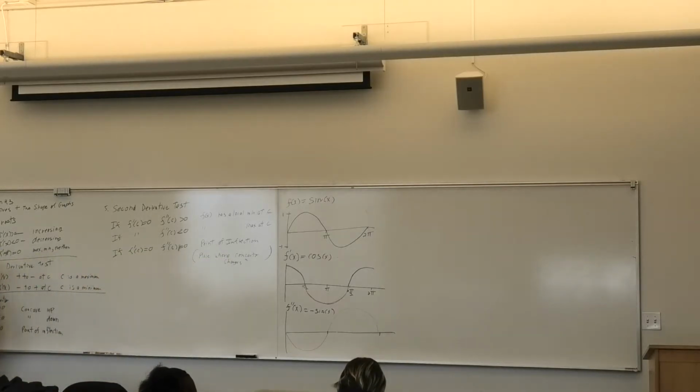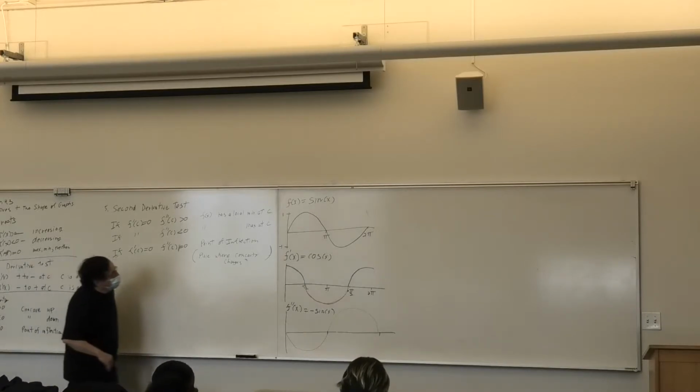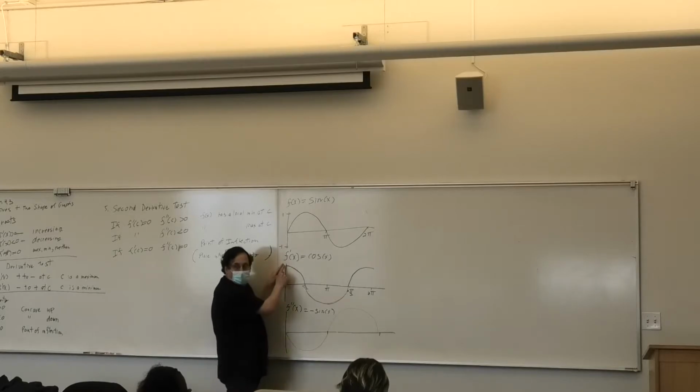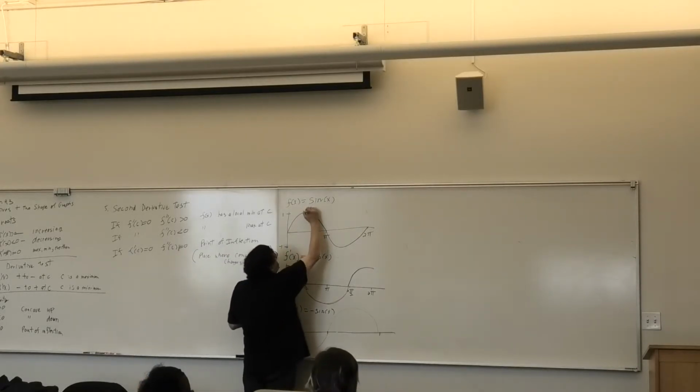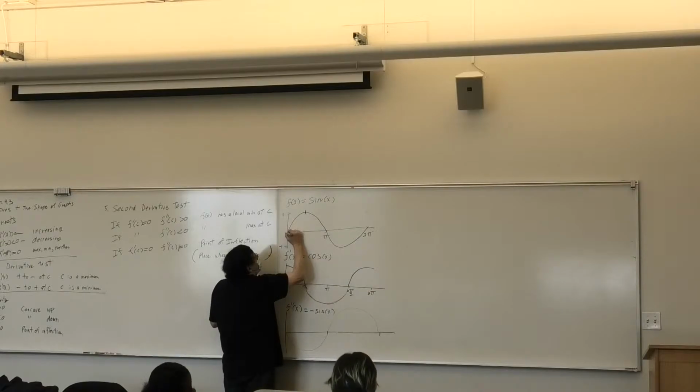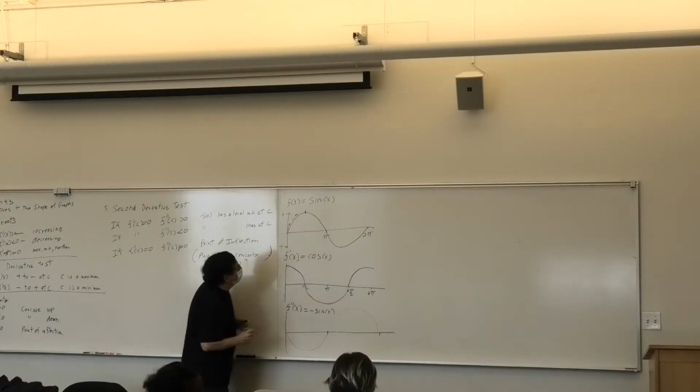Now we want to take a look at this. All right? If the derivative is greater than 0, then the function is increasing. Let's look here. This is where the derivative is greater than 0. Let's look at the function here. What's happening? This is where it goes up from 0 to 1.